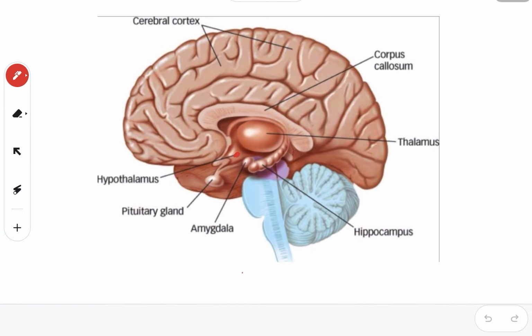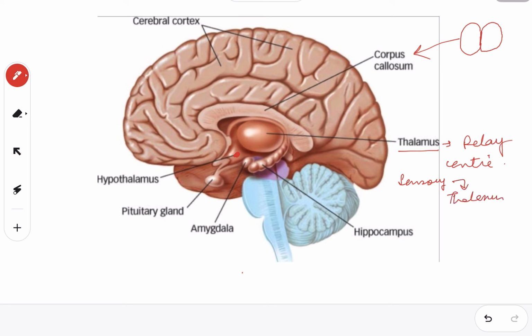Now when you see the forebrain, there are parts like the thalamus here. Below the thalamus you have the hypothalamus. This whole covering on the top is the cerebral cortex, or you can say there are two cerebral hemispheres of the brain, and these are connected in the center with the corpus callosum. Now this thalamus is the relay center of the brain. Relay center means all the messages from the sensory organs have to pass to the thalamus and then it goes to the cerebral cortex for interpretation. So this is the relay center of the brain.